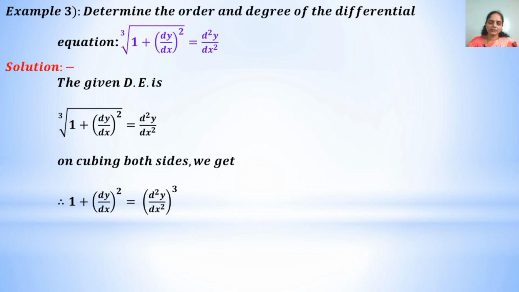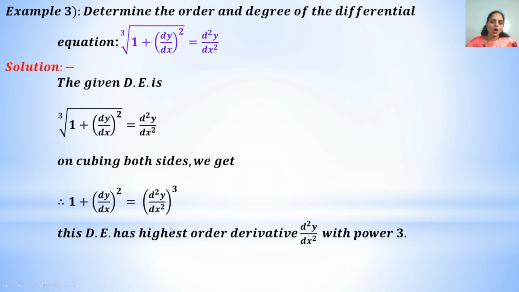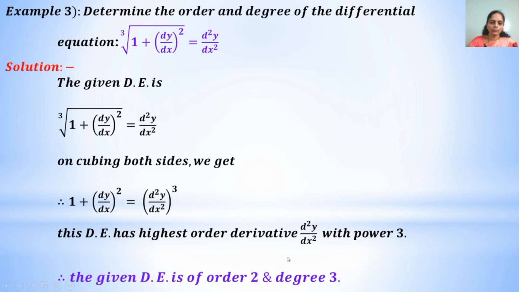In this differential equation, there are two derivative terms. First is dy/dx and second is d²y/dx². Between these two terms, the highest order derivative term is d²y/dx². So the order of this differential equation is 2 and the power of this highest order derivative is 3. So degree of this differential equation is 3. Therefore, order of this differential equation is 2 and degree is 3.